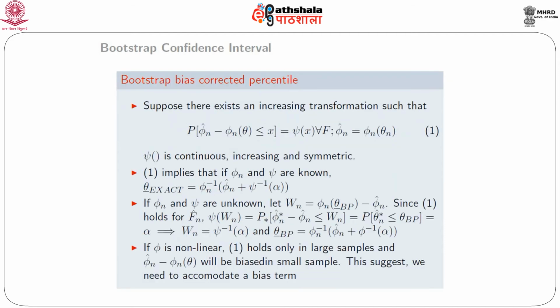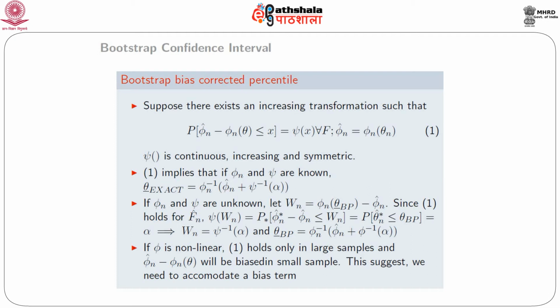Now, the bootstrap bias corrected percentile. Suppose there exists a transformation such that P of (phi n hat minus phi n theta) less than or equal to x is equal to psi of x for all F, where phi n hat is phi n of theta n hat, and psi is continuous and symmetric with increasing. For example, psi can be capital Phi, where capital Phi is the normalizing and variance stabilizing transformation.